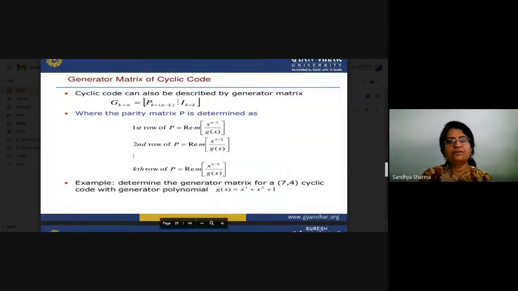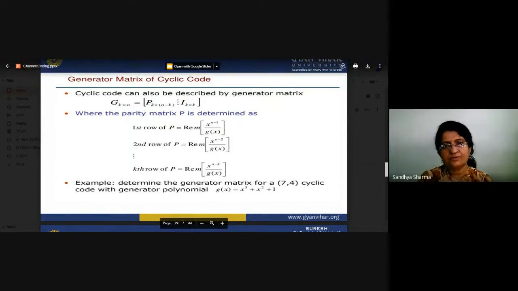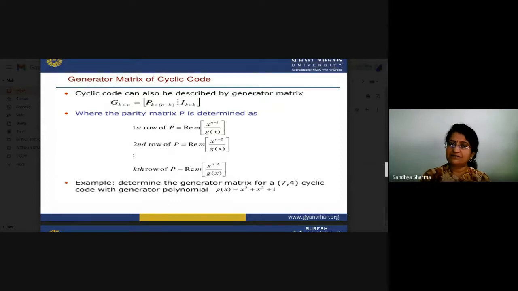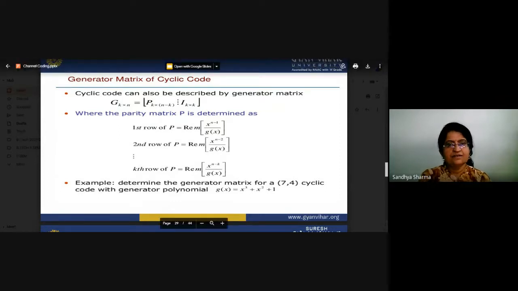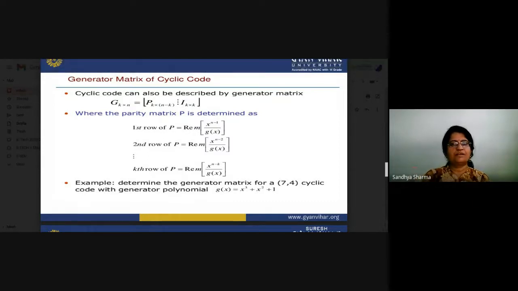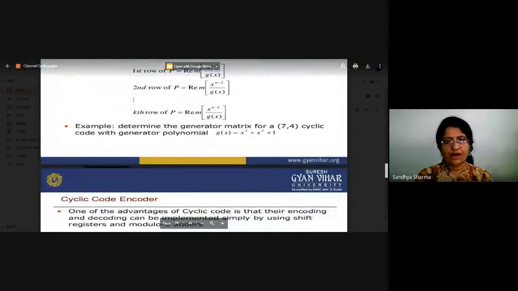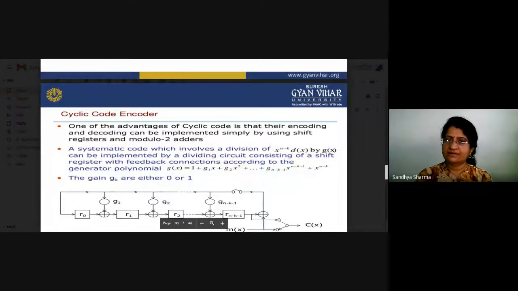Now again you can generate the generator matrix of cyclic codes. So the first row, second row and third row. How can you generate the different rows? By the remainder of x^(n-1) upon g(x), x^(n-2) upon g(x), and so on up to x^(n-k) upon g(x). In this way the parity matrix will also be determined by using the generator matrix G. So here, if you are given the polynomials, you can generate it.